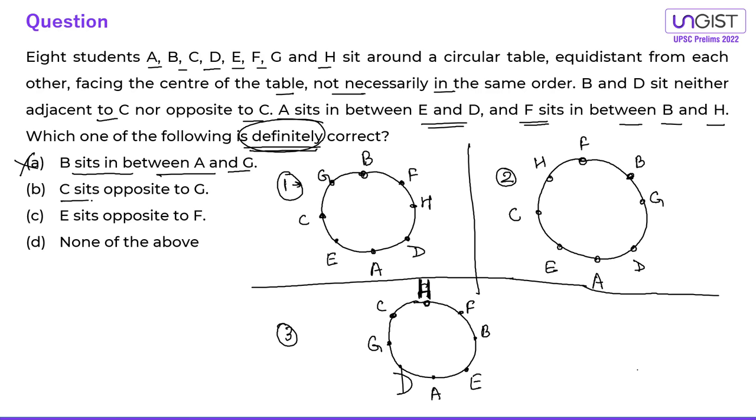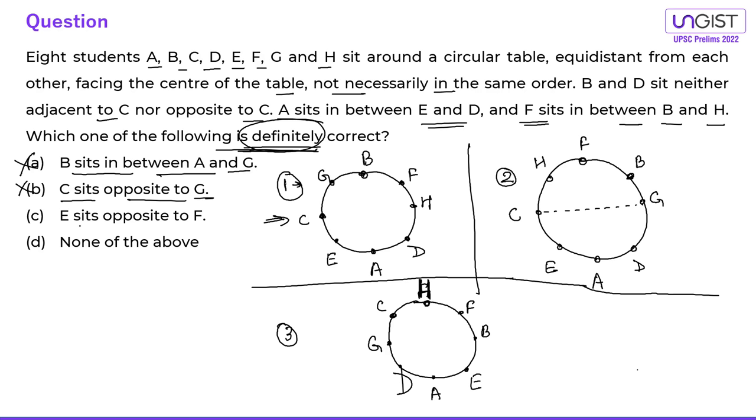Second one is, C sits opposite to G. In the first, it is not correct because C sits opposite to H, right? In the second, yes, it is correct. C sits opposite to G. But it is correct in only one of the combinations. And in the third combination, C is not sitting opposite to G, right? So second one is correct, but not always correct. It is possibly true. The question is asking which one of the following is definitely correct. So this is also not correct.